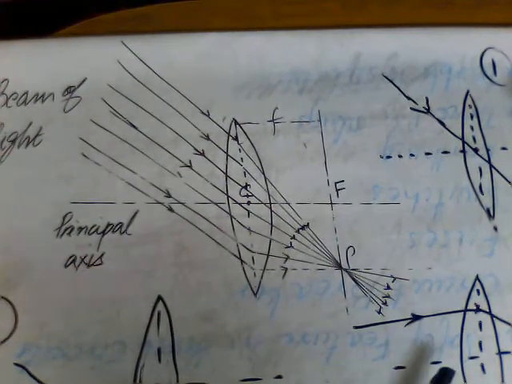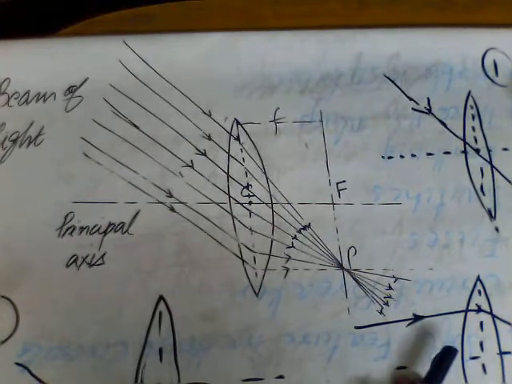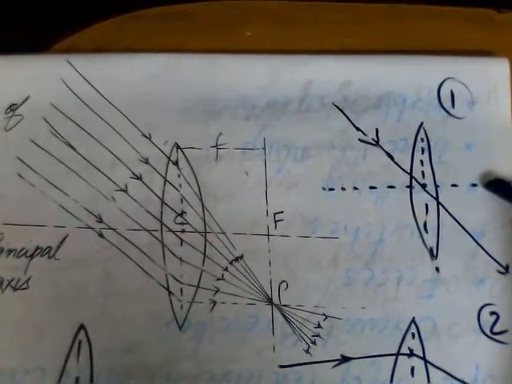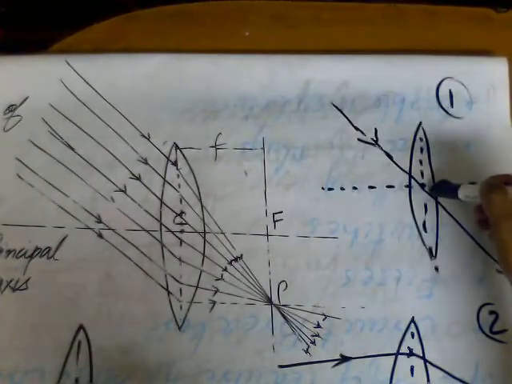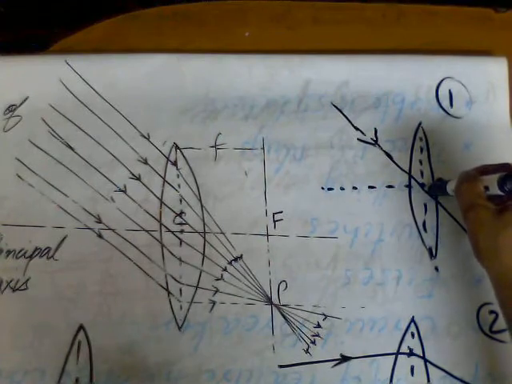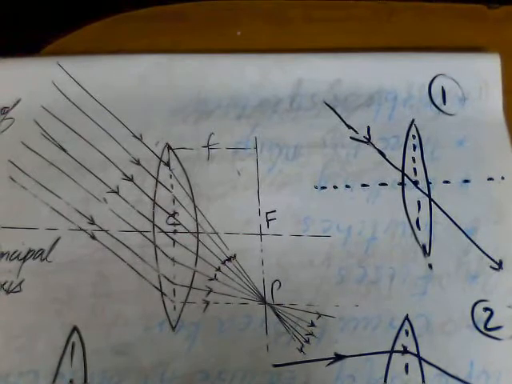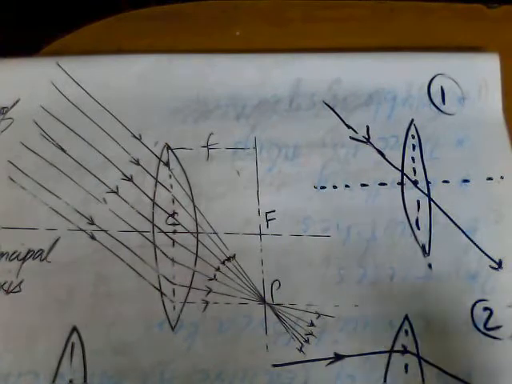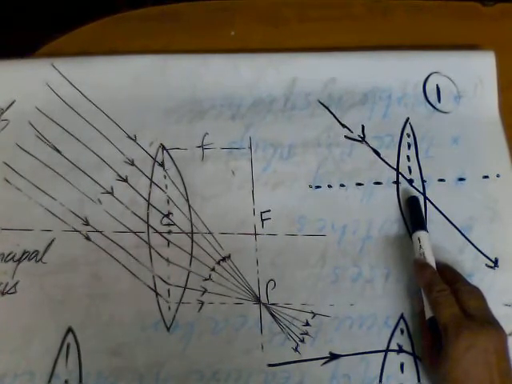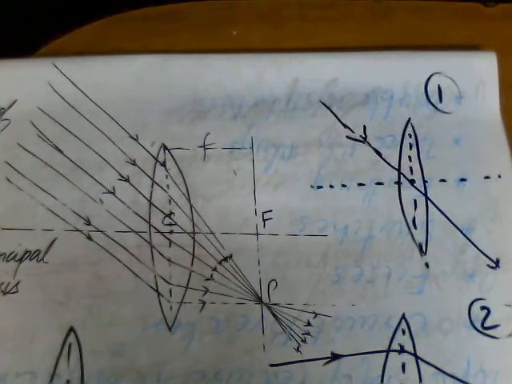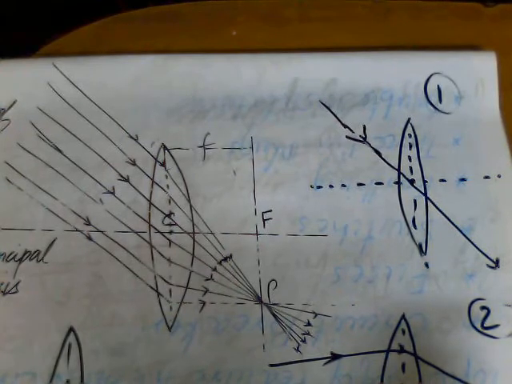Now we will see single light rays. In this first figure, keep in your mind this very important point: when a light ray at any angle passes through the center of the lens, it will not bend. It will pass straight as it is. No bending.